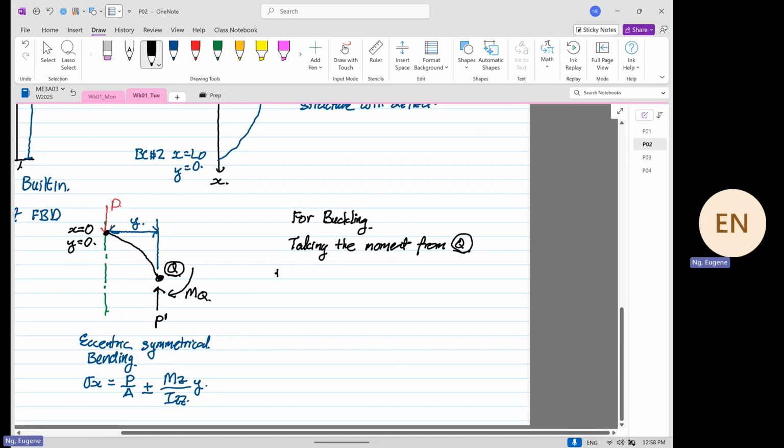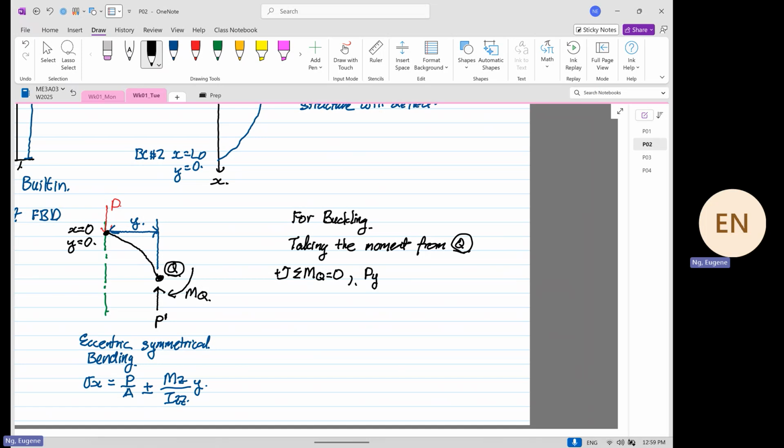Okay, we're going to take everything anti-clockwise, summation of moment at point Q will be equal to 0. So Py is going in what direction? It's going in anti-clockwise direction, so it's positive. And this will be equal to minus moment at point Q is equal to 0. So therefore, moment at point Q is equal to Py.